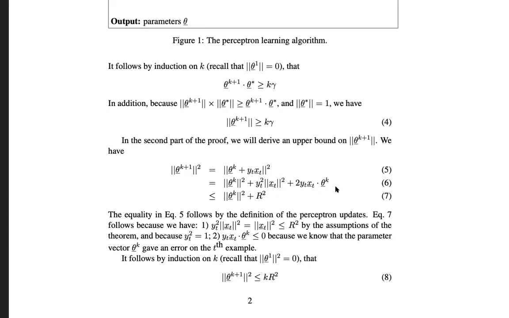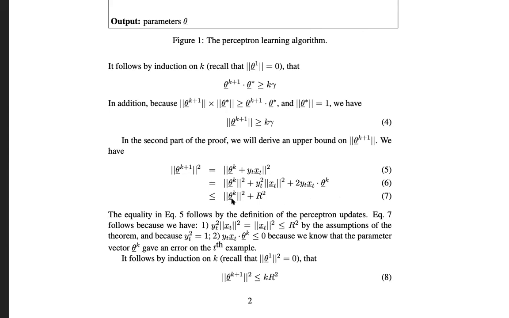Exactly. Because that t was such that it was not classified correctly by the kth theta. So this was misclassified, so this is negative. That's why you have this equation: something plus r square and a negative term. So this norm basically goes up by at most r square.